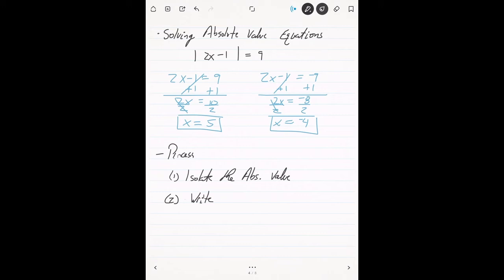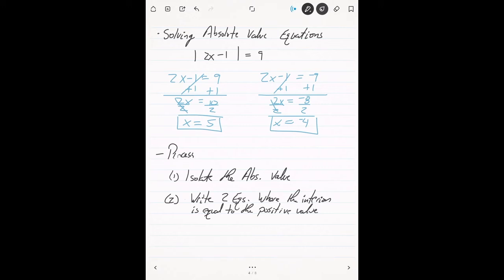write two equations, where the interior, I mean the interior of the absolute value, is equal to the positive value.